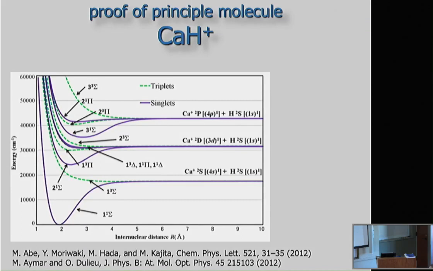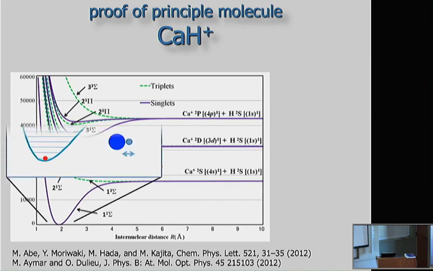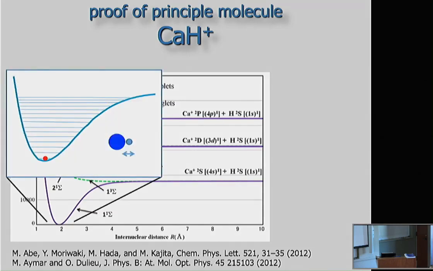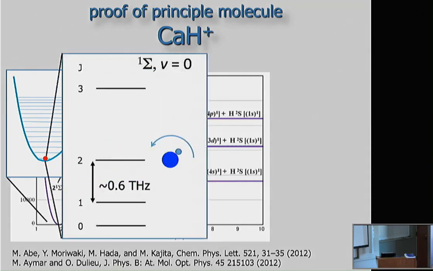So as I already mentioned, we use calcium hydride, and so it has molecular energy levels. You can read about that in various papers. But this is basically what it looks like, and we are concentrating on this 1 sigma ground state here. So blowing that up a little bit, there will be vibrational states in this ground state electronic potential, and then blowing it up again, you have the rotational states.